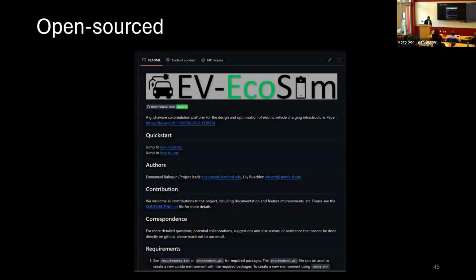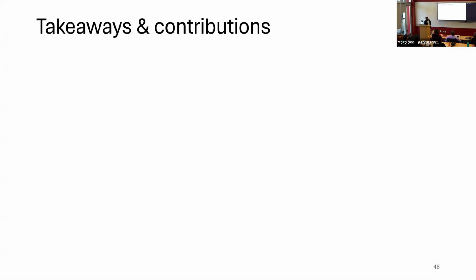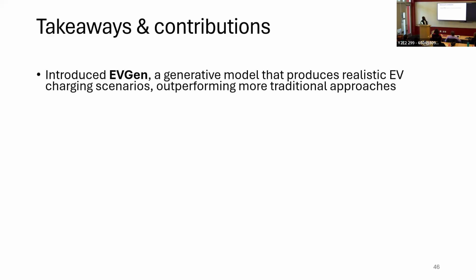So now we've open sourced our model in ecosystem. It's on GitHub. We welcome contributors, whoever wants to contribute to the project. It's quite exciting. There's many more things you can do with it. Finally, I'll talk about the takeaways and contributions. First is that we introduced EVGen, a generative model that can produce charging data.